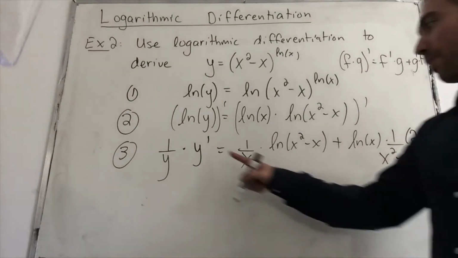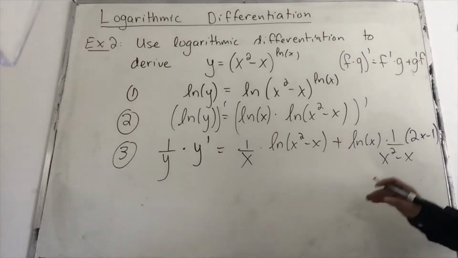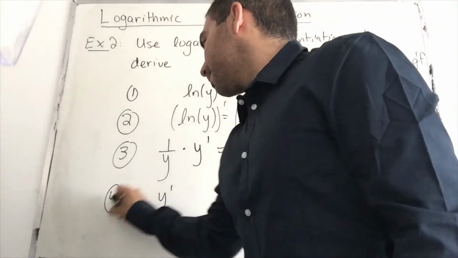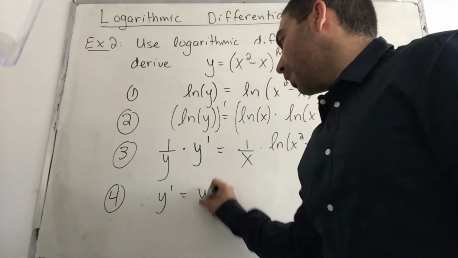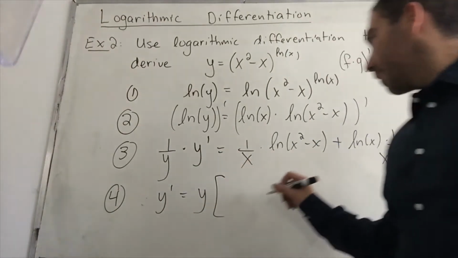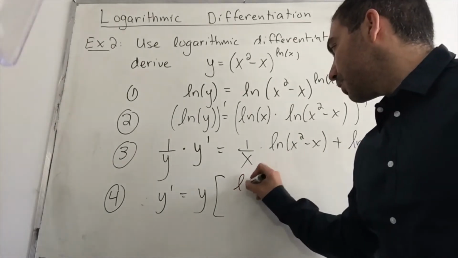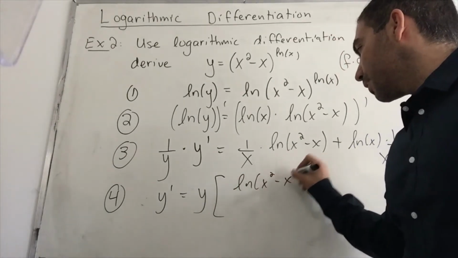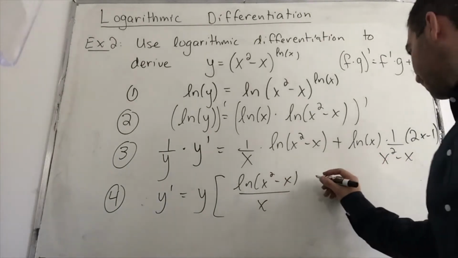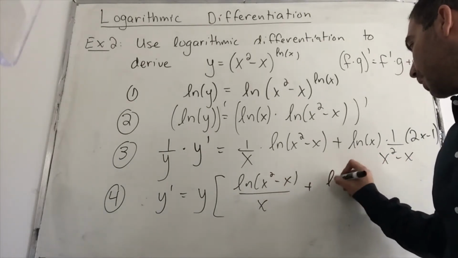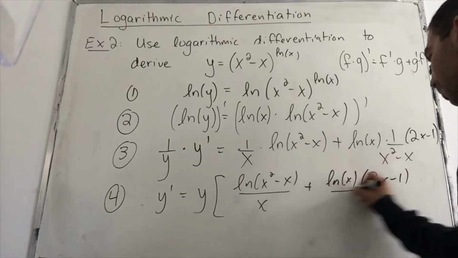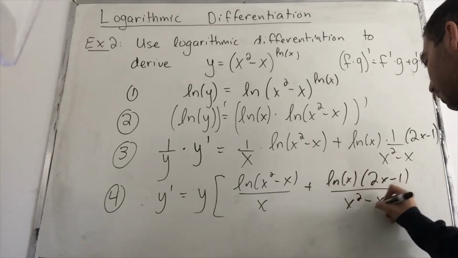Let's go ahead and solve for y prime. We finished differentiating, so step 4, isolate y prime. So y prime equals y. I'm just going to multiply the y right away because you always end up just multiplying. Open bracket. On the left-hand side, we get ln of x squared minus x, all that over x. And on the right-hand side, we have plus ln of x times 2x minus 1 over x squared minus x.